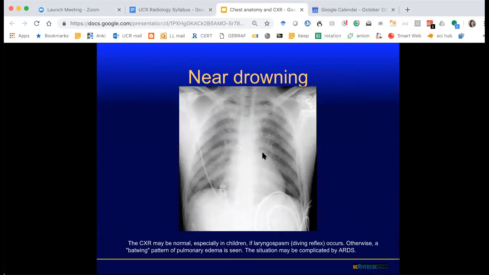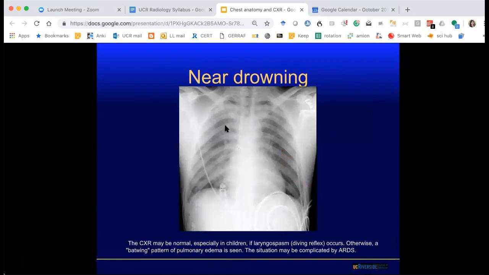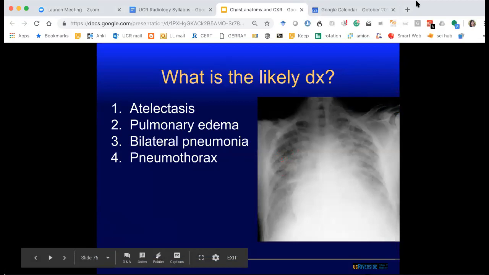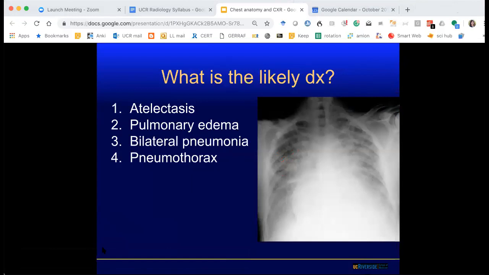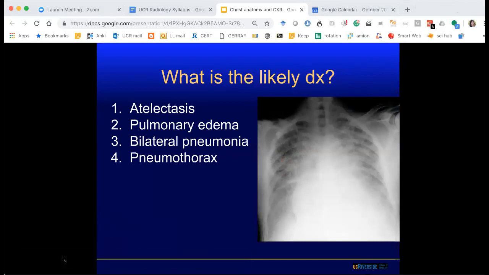And is this a PA radiograph or an AP radiograph? Probably an AP, right? Heart looks a little bit more prominent, which we see typically with AP. Clavicles are a little bigger, so this is an AP radiograph. What is the likely diagnosis here? So this was our quiz question. Pulmonary edema, perfect, right? CHF. This is CHF, no question.